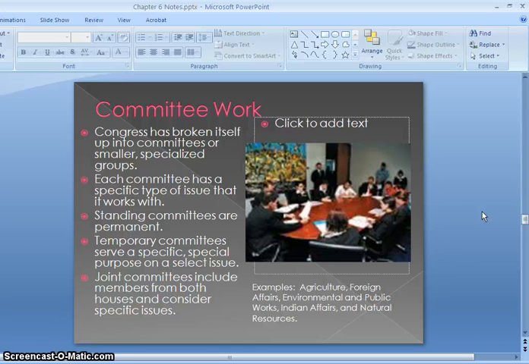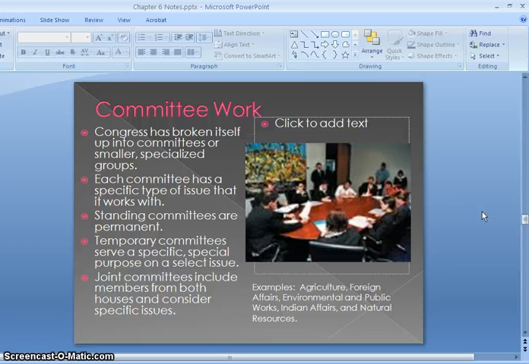Within committee work, they can debate, they can listen to experts, they can do multiple things to see if they want to move the bill through or kill it right there. There are many different ways that a bill can die, and the committees definitely are a place where bills can just go and never be seen again.